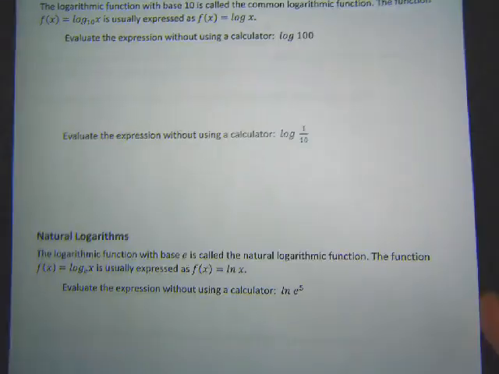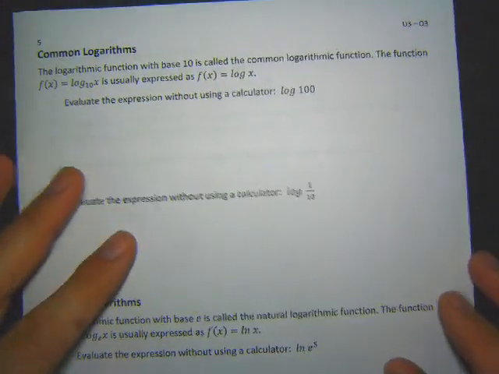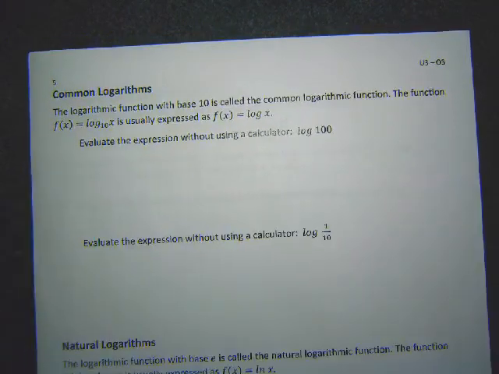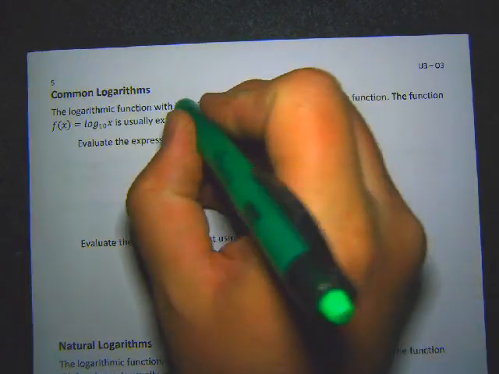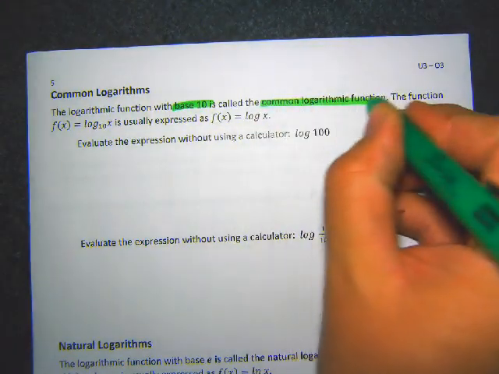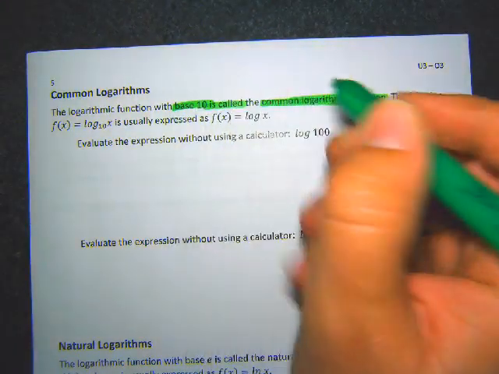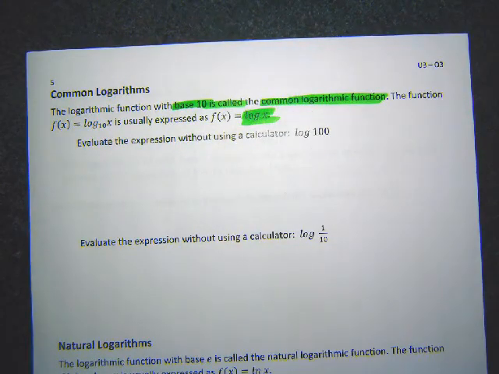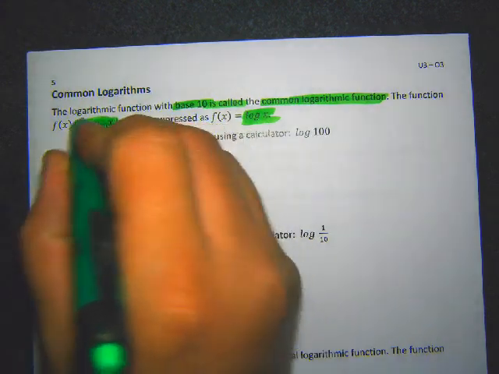Okay, we're getting there. We only have a couple more pages. I mentioned already how logs are usually base 10, and we do have a name for that. We call that the common logarithm. So the base 10 log is called the common logarithm function. And basically, we just write it like this. So if you write a log with no base, it is actually log base 10. And you can write it with base 10. That's totally fine.